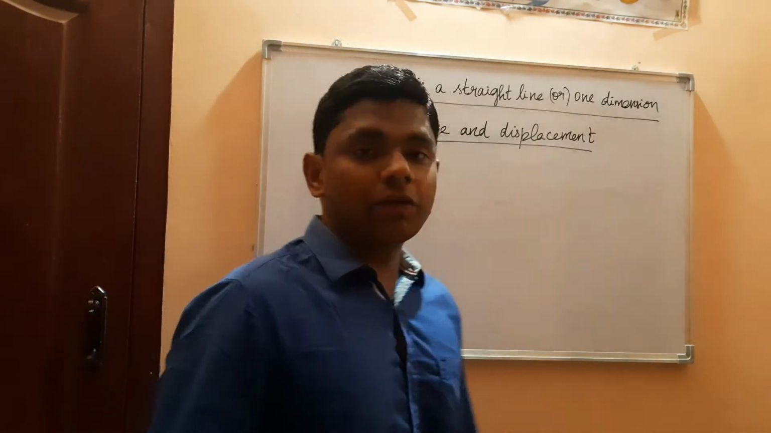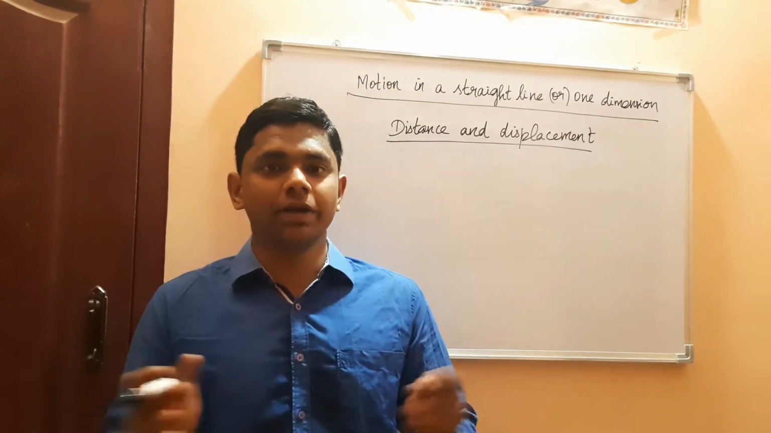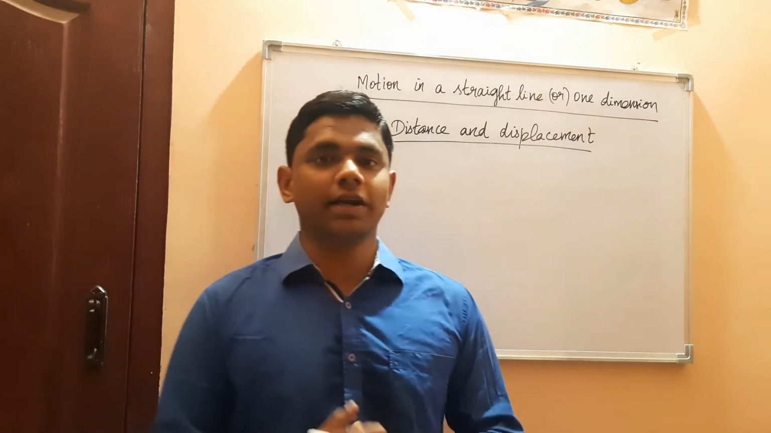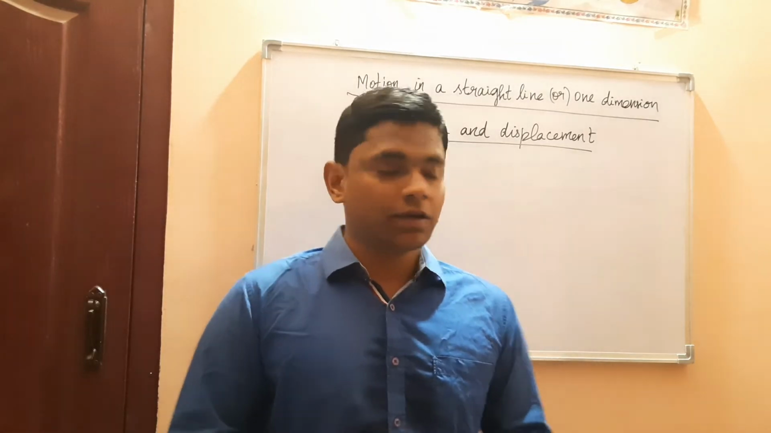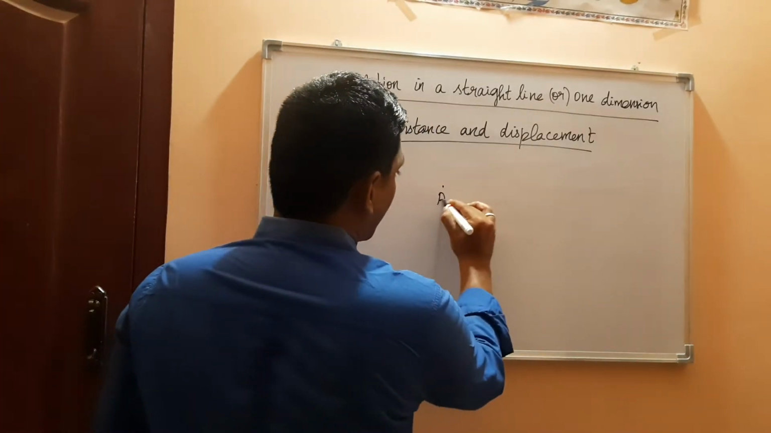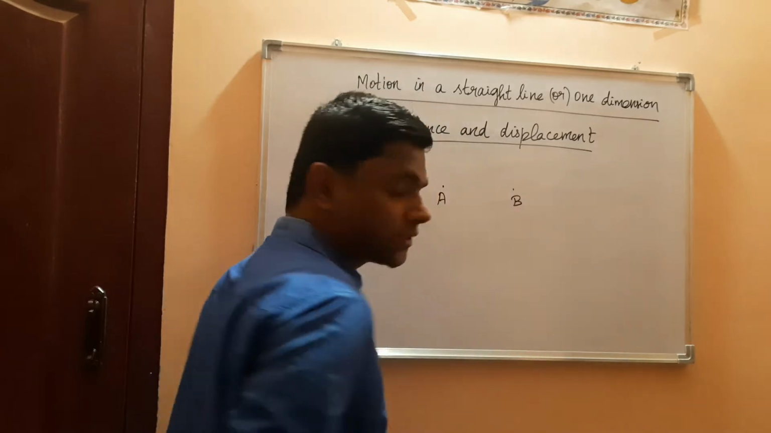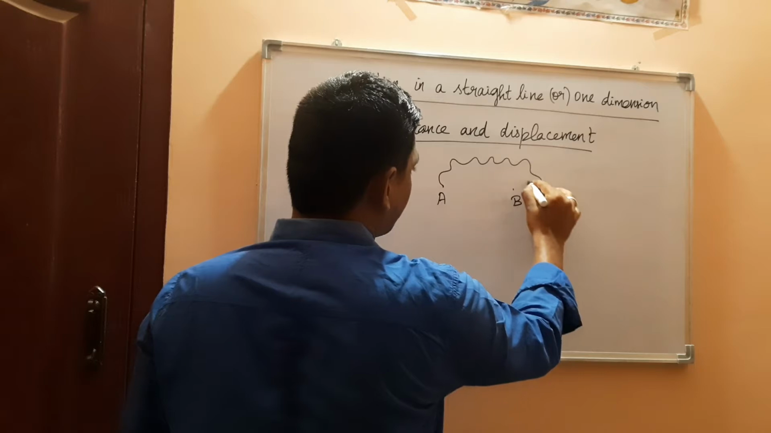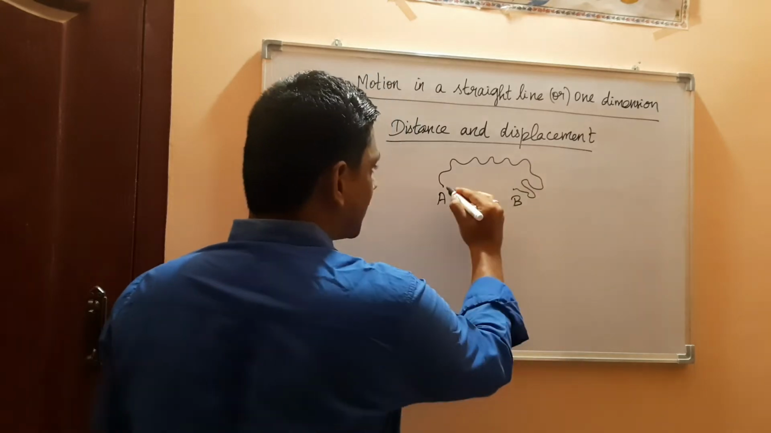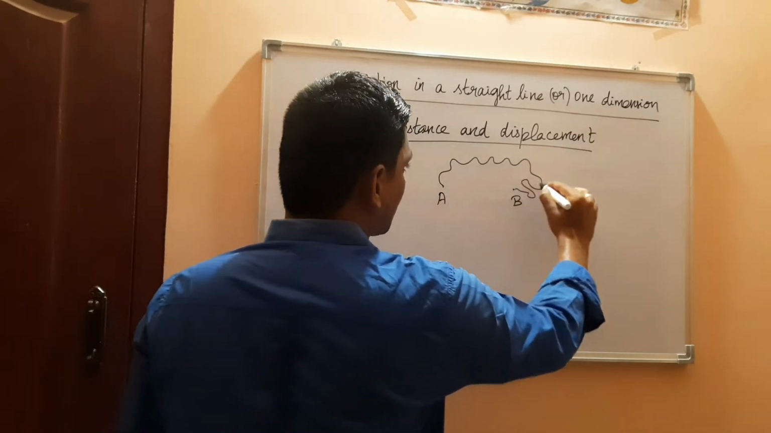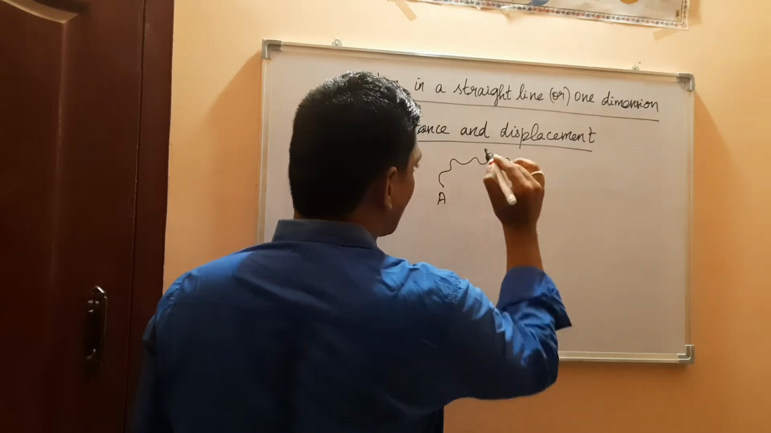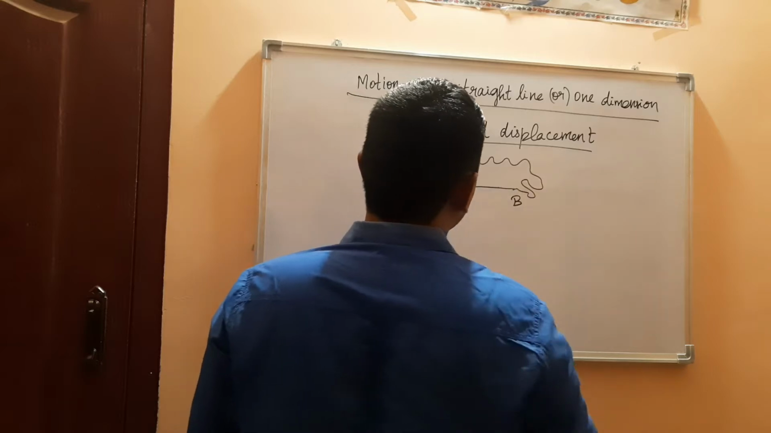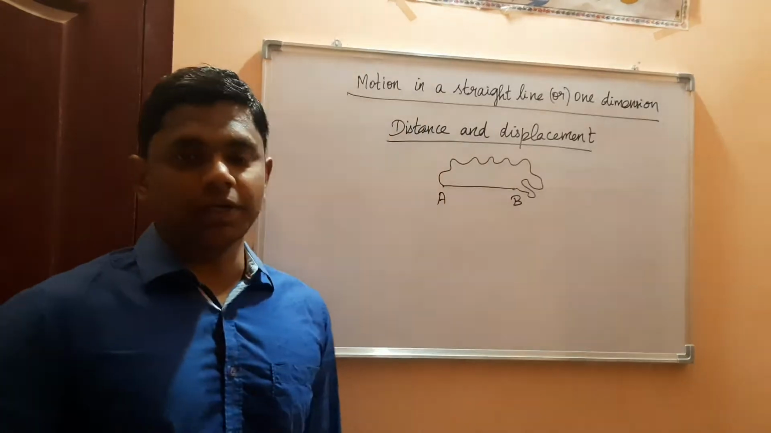Distance is nothing but the total path traveled by a body during its motion, and the displacement is the shortest distance connecting the two points. For example, A and B are two points. If the object travels like this and finally it reaches B, the total path traveled by this object while coming from A to B is called the distance. The shortest distance connecting these two points is called displacement.